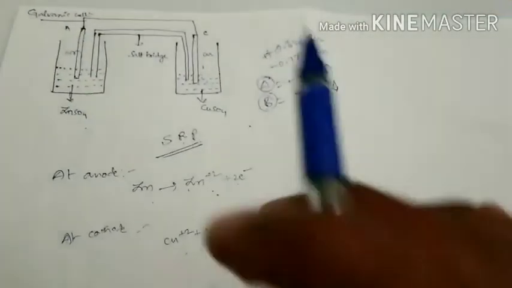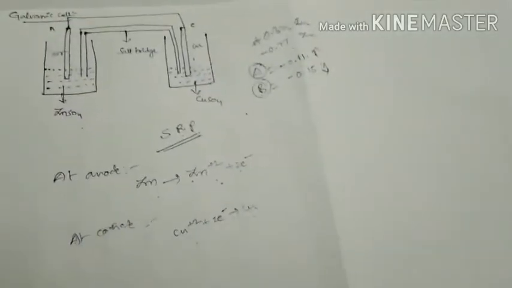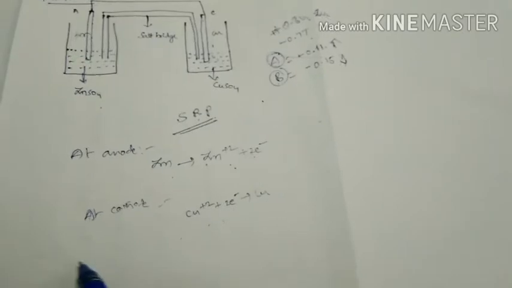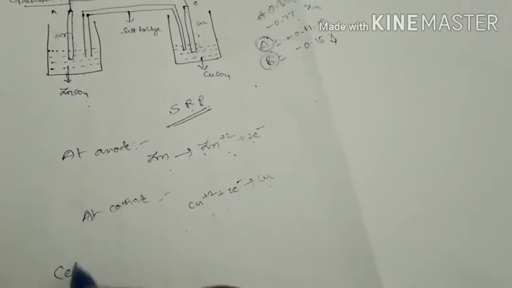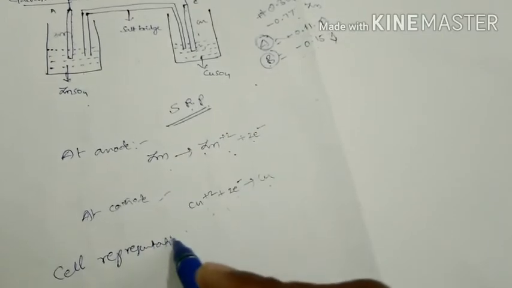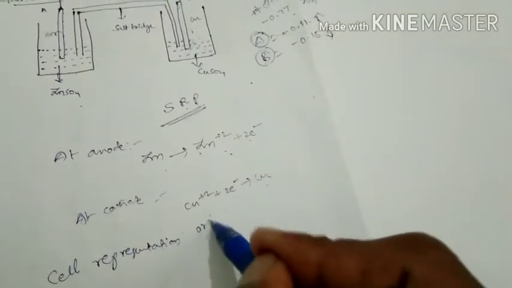Next, by using these reactions we can write the cell notation, which is also called cell representation. Cell notation or cell representation, both are the same.